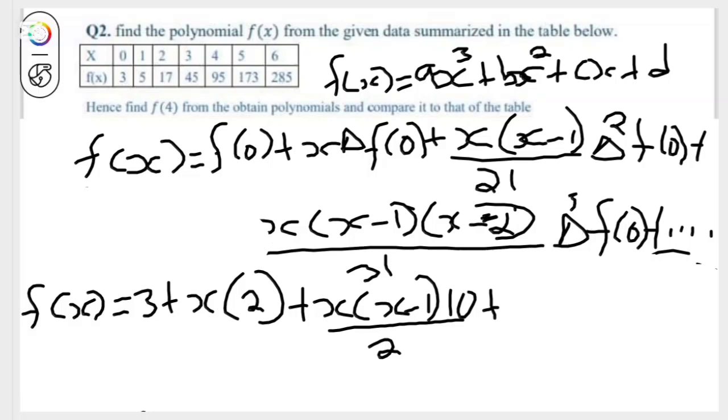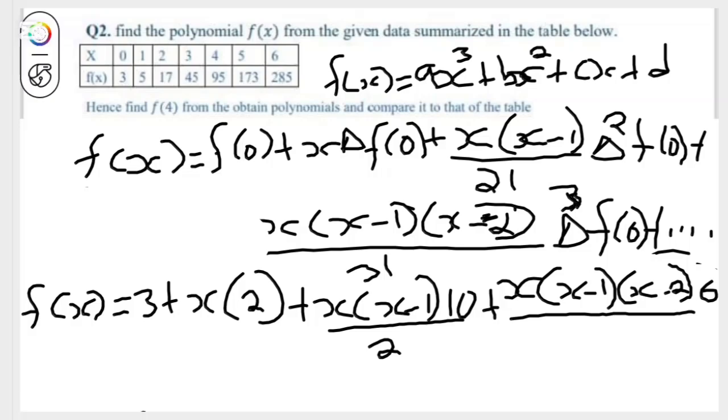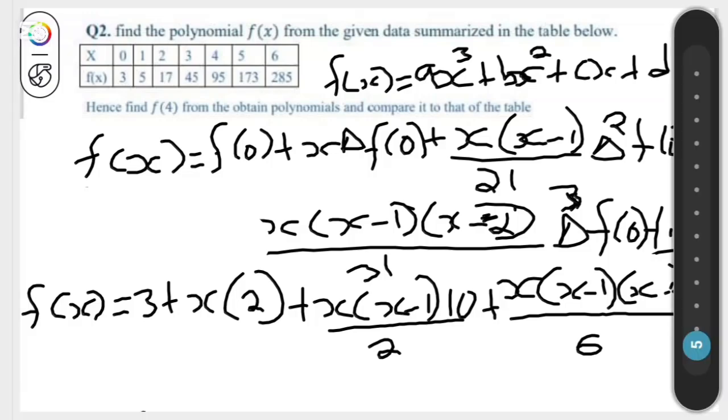So then I have to say plus this, so I have to substitute. So therefore I will say x into x minus 1, and therefore I will say x minus 2 multiplied by 6, and then I have to divide it by, because d cube of f of 0, so this is the d cube f of 0, and then I have to divide by the 3 factorial, which is 6. So you have to wait and see how I can simplify this.